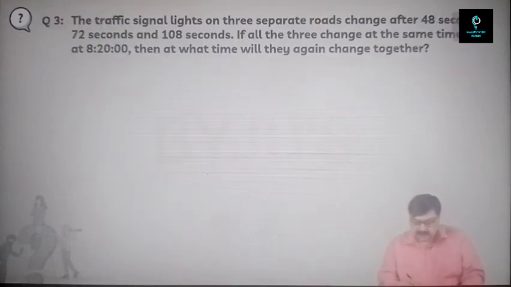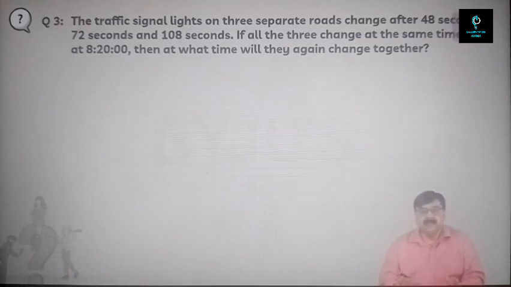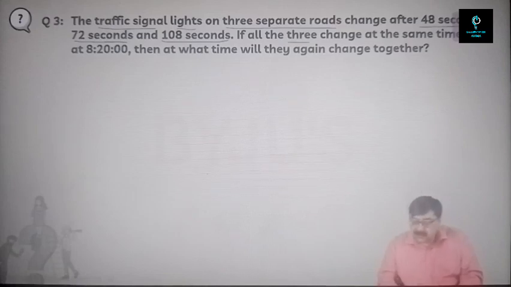Now look at this question, which has been asked in umpteen number of examinations, including CSAT. The traffic signal lights on three separate roads change after 48 seconds, 72 seconds and 108 seconds. If all the three change at the same time at 8:20, then at what time will they again change together?